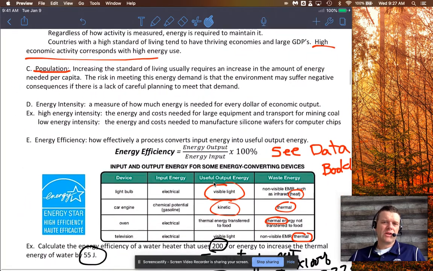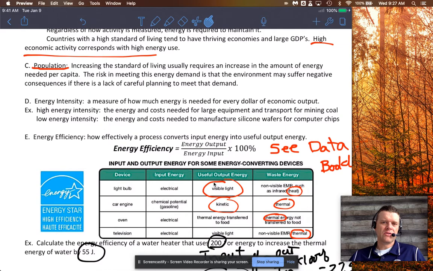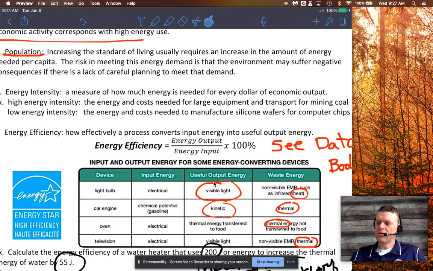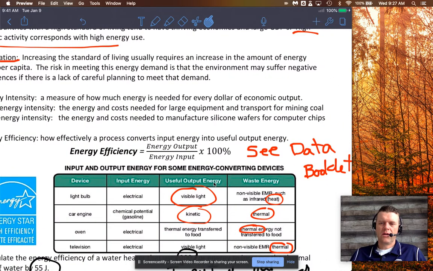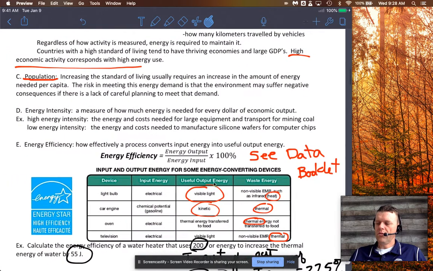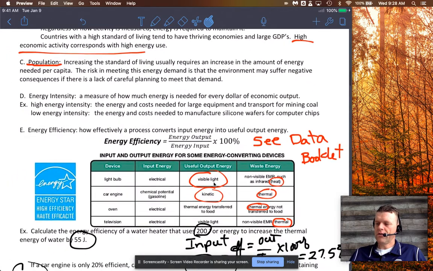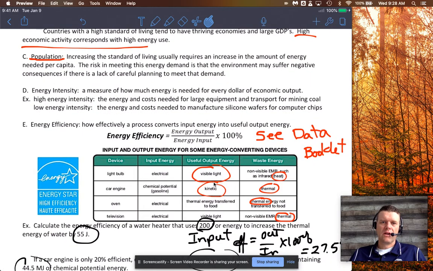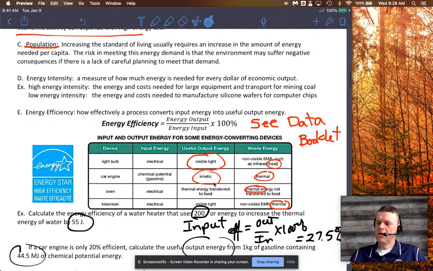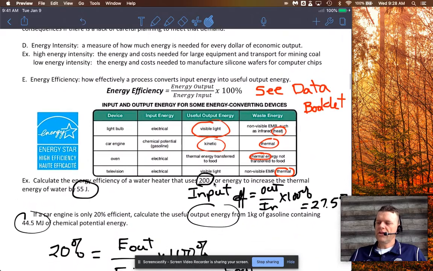So the fourth one is energy intensity. We already talked about that: how much energy per dollar of economic output. With high energy intensity, you have large equipment and transport, for example, for mining coal. That's definitely Alberta in terms of what we do, and you'll see that in a graph here. And then low energy intensity: if you're making something that doesn't require a lot of energy, but you get a lot of money out of it, then that's good too. Anyway, we need them all. We really do. So the last one is energy efficiency.